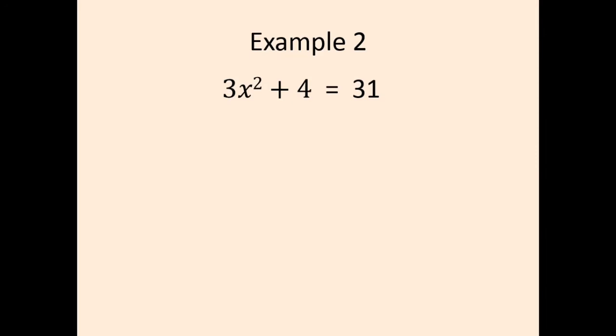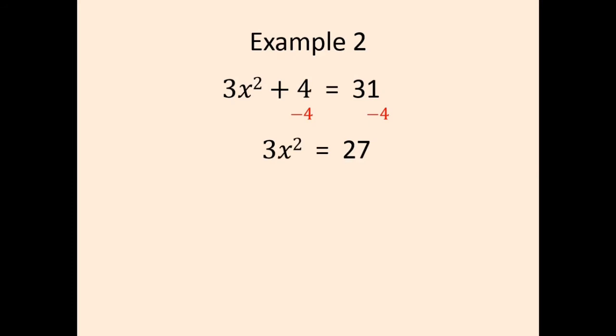So how can I get rid of that plus 4? I will subtract 4 on the left hand side. And remember the rule when solving equations, whatever you do on one side, you have to do to the other. So I'm going to subtract 4 from both sides. What am I left with? 3x squared is equal to 27.